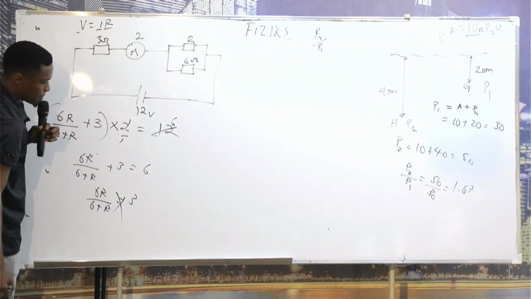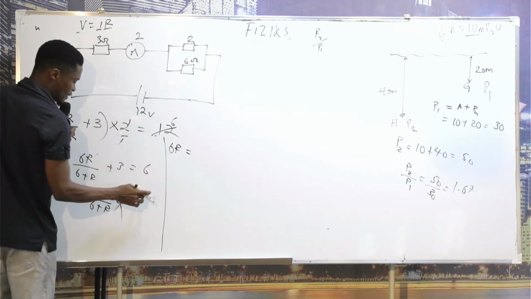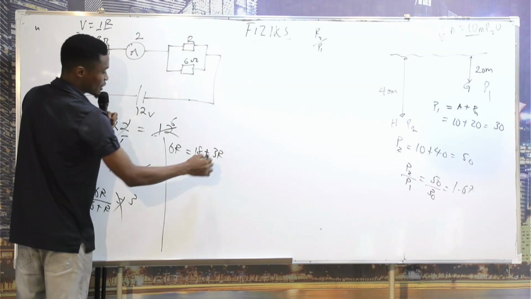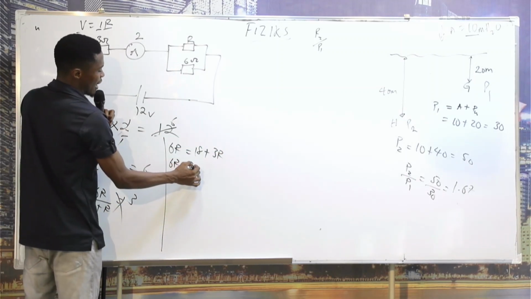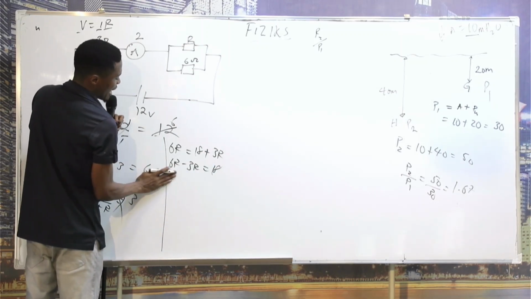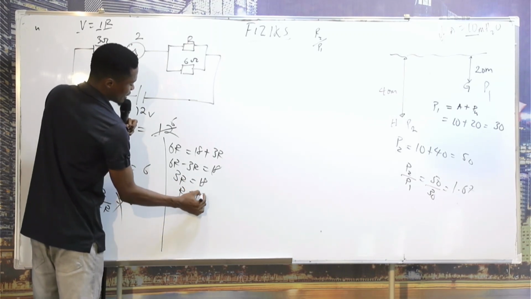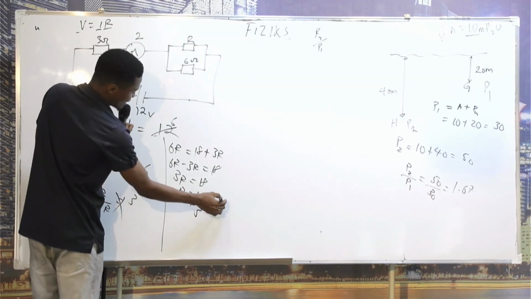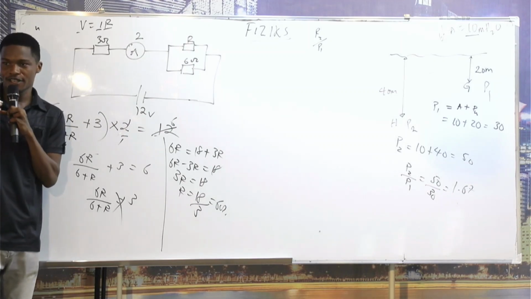Cross multiply. When you cross multiply, you have 6R equals 3 times 6, which is 18, plus 3R. Collect like terms. Move this over. 6R minus 3R is how many? 3R is equal to 18. And R is 18 over 3, which is 6. So R is 6. This is one way you can solve the question.